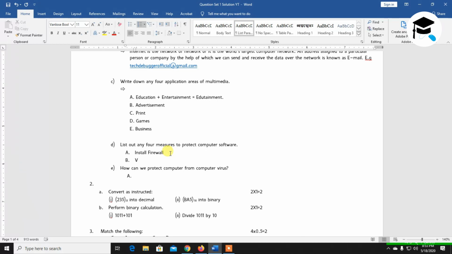Similarly, you need to scan your software. You need to scan the C drive, D drive and every partition of your computer regularly. Okay, virus scanning should be done on a regular basis.